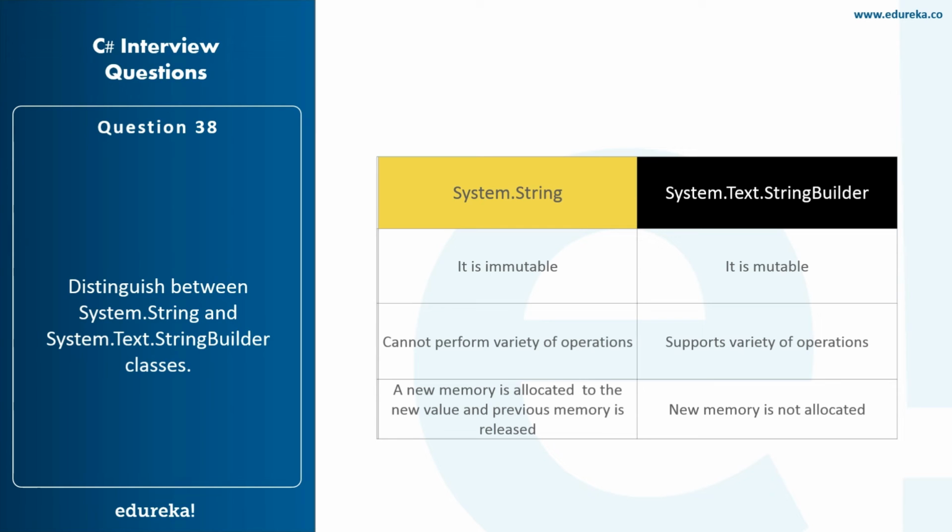System.Text.StringBuilder also supports a variety of operations. Under the latter, that is System.Text, it is mutable. That is, a variety of operations can be performed without allocating a separate memory location for the already modified and existing string. So these are the major differences between these two.